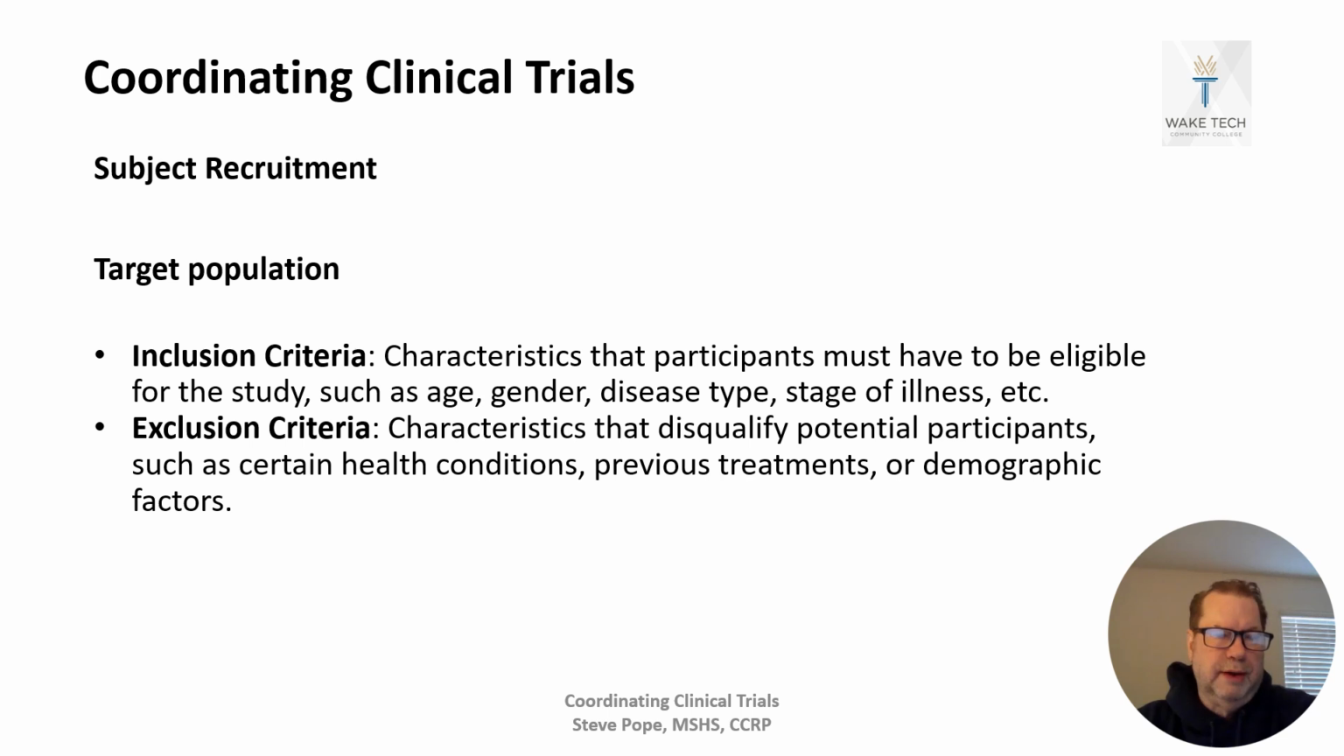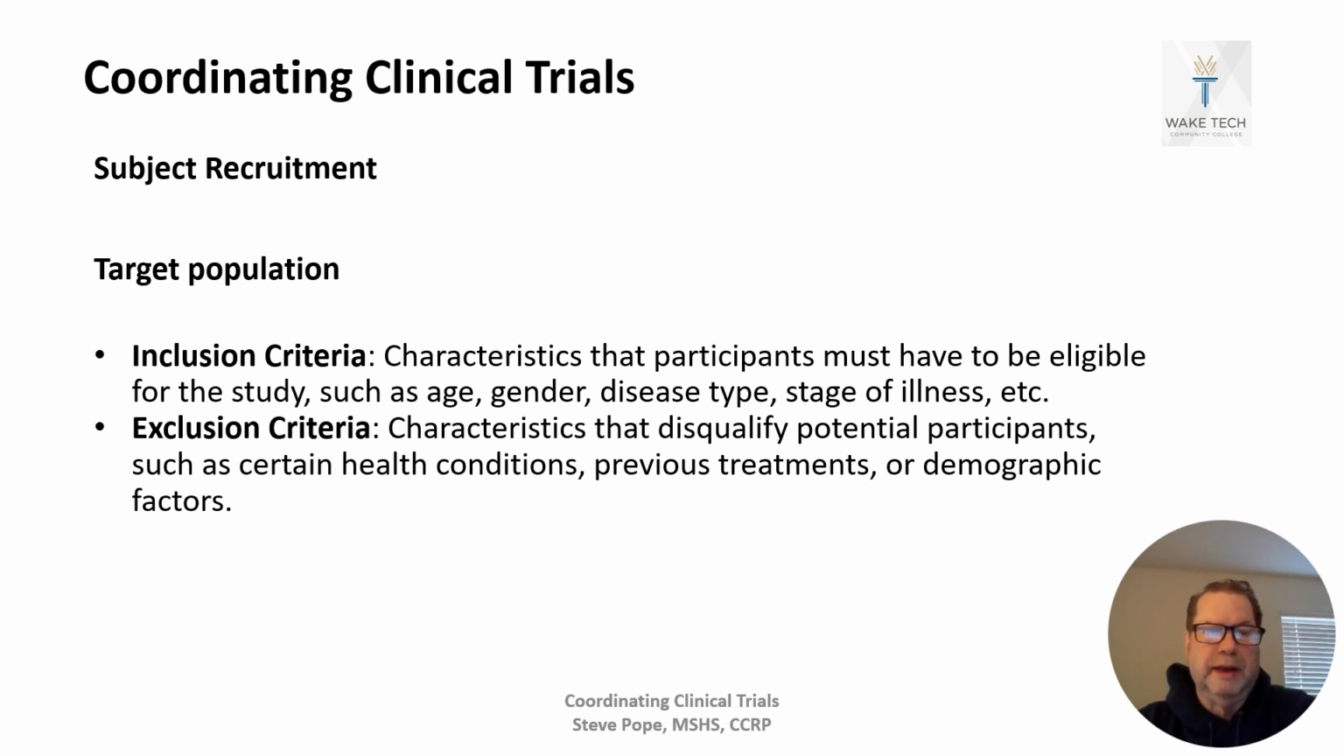Inclusion criteria includes characteristics that participants must have to be eligible for the study. They might include age range, gender, disease type, the stage of illness that they're in. They probably need to have some sort of a diagnosis of the disease indication that we're studying in our clinical trial. There's also going to be exclusion criteria.